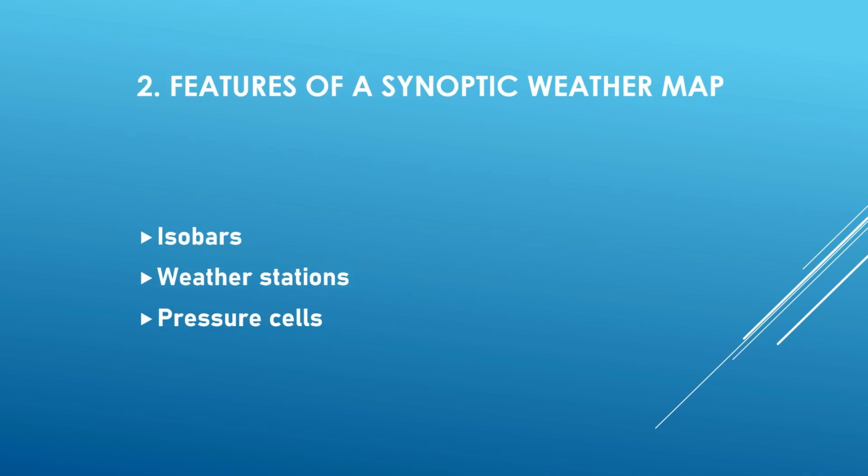So a synoptic weather map can be identified by its features. Those features may be isobars, weather stations, and pressure cells. Maybe you are wondering what isobars, weather stations, and pressure cells are, but relax, we are going to unpack that on the next slide.